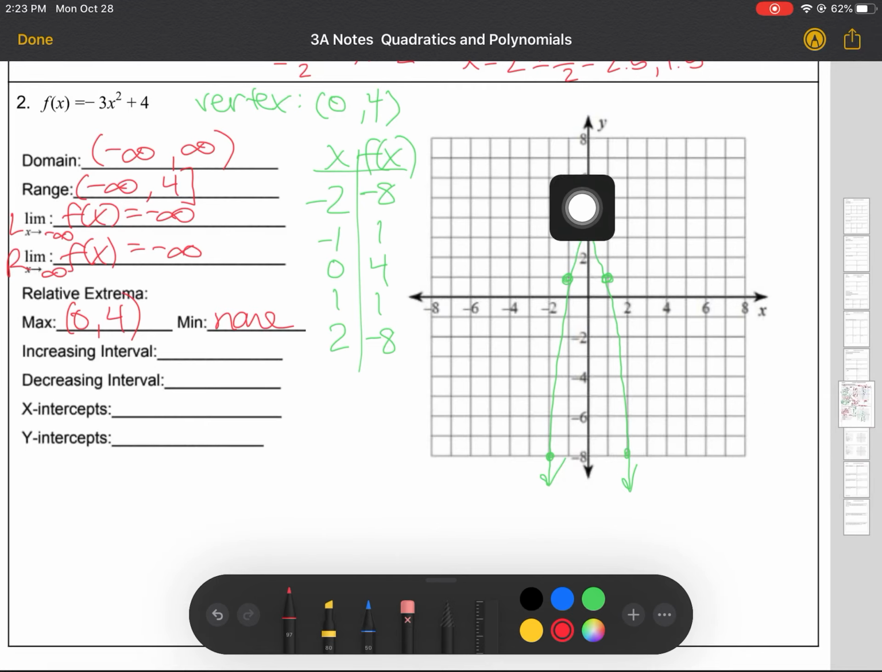For increasing, it is increasing on the left side of the graph now. So from when x is -infinity to when x is 0. Remember, these need to be your x values. And it is decreasing from when x is 0 to when x is +infinity. It is going to the right.